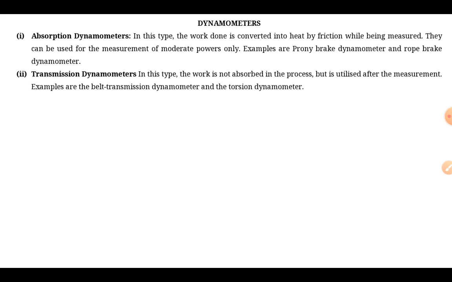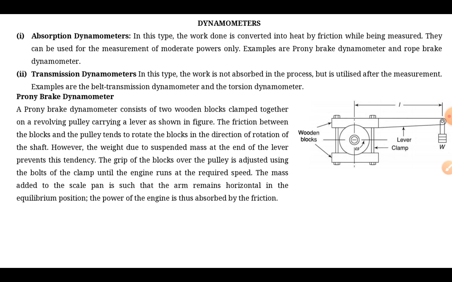Similarly, in transmission type dynamometers, the difference is that here it will not absorb completely, but it will absorb for measurement, and then it will allow the transmission to happen, right? So it does not completely stop the transmission of the power, right? So there are different types of dynamometers. We will see them one by one, and the first and very basic type is the Prony brake dynamometer.